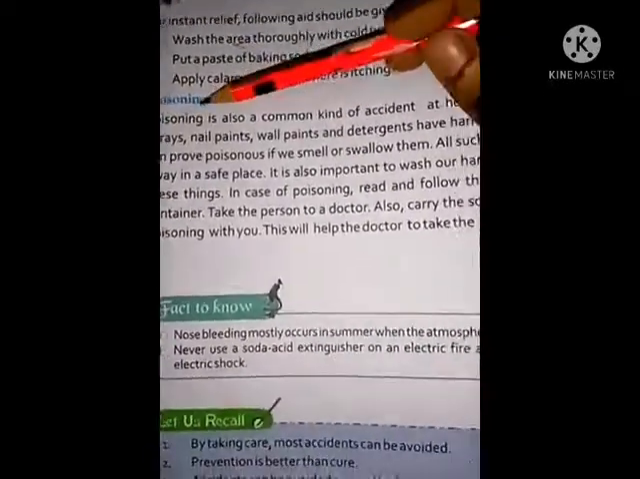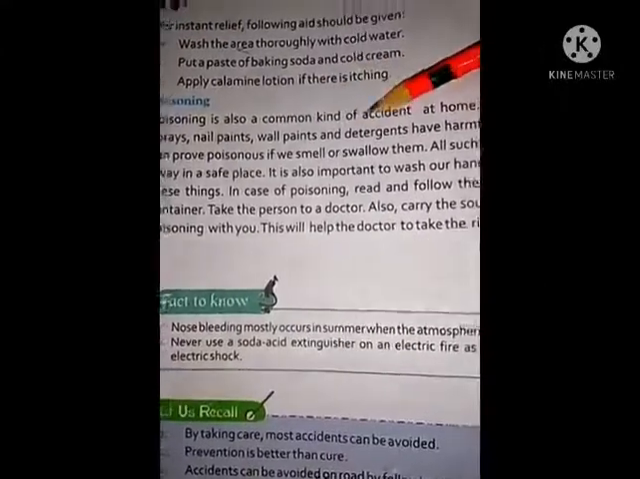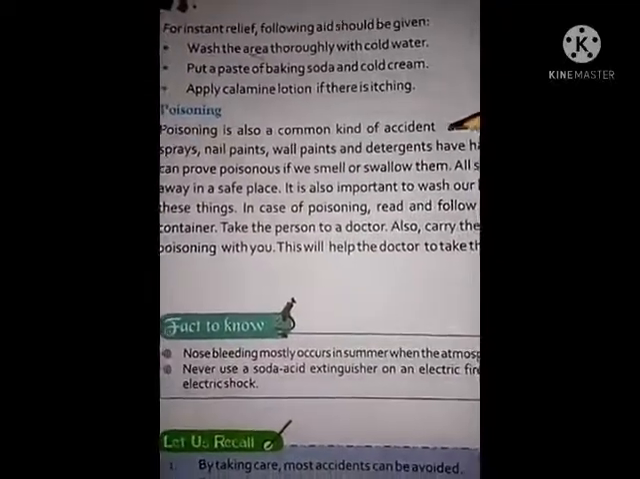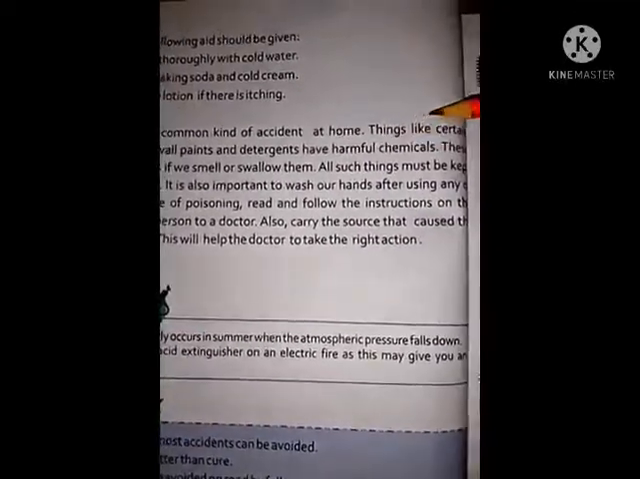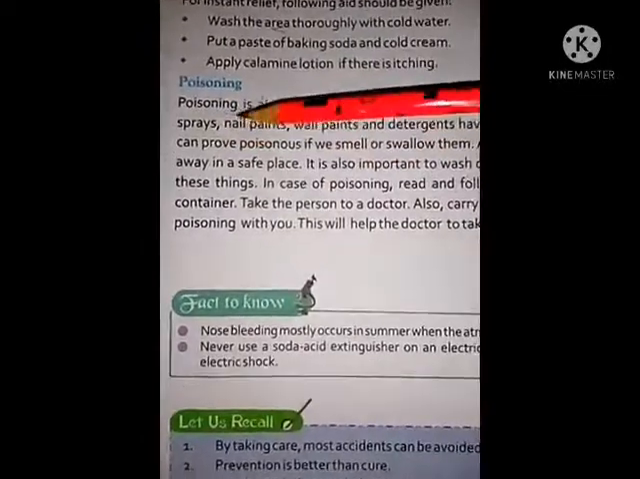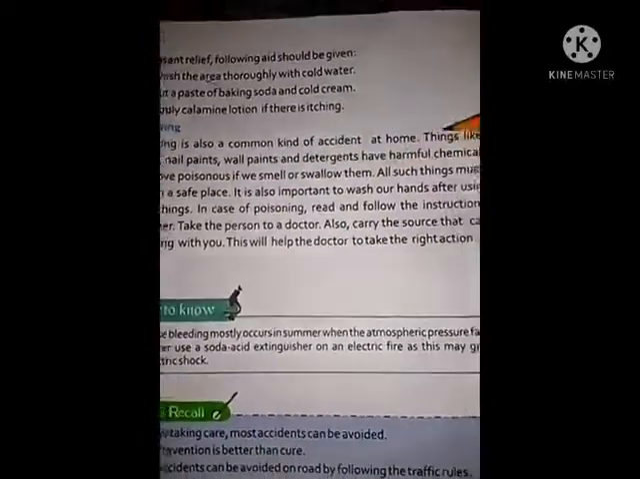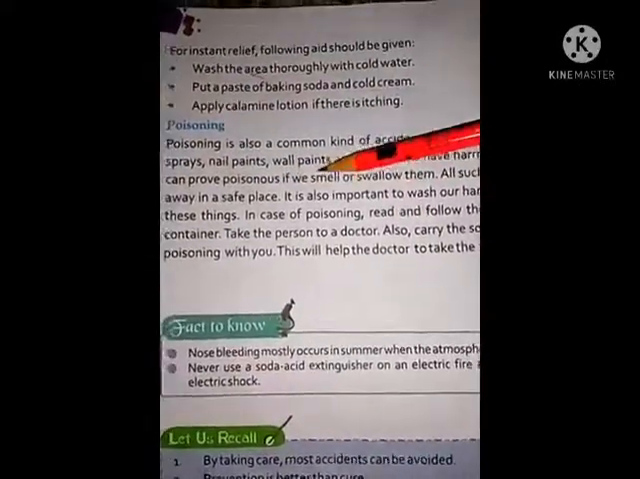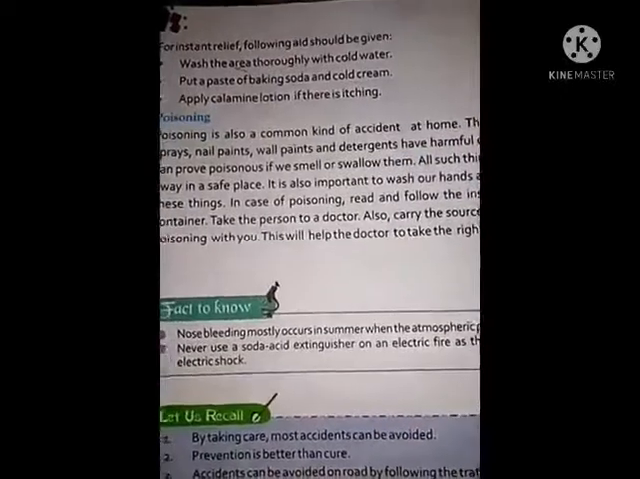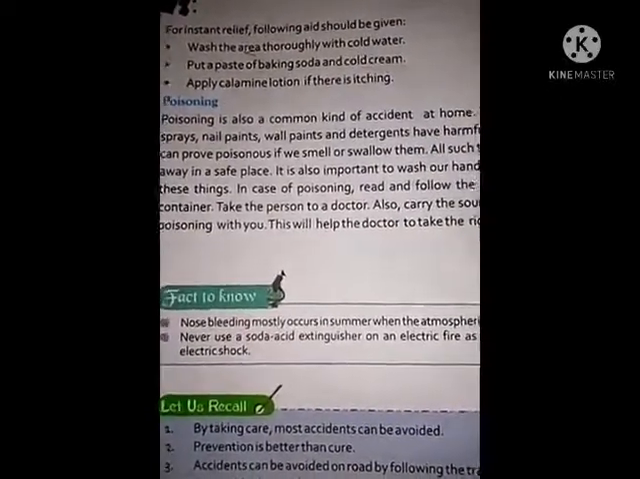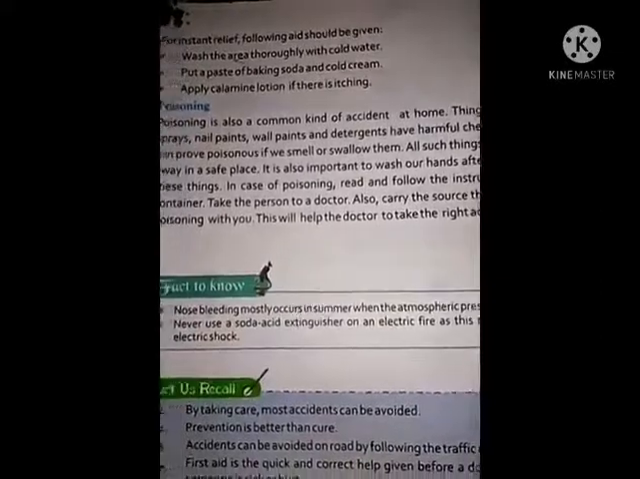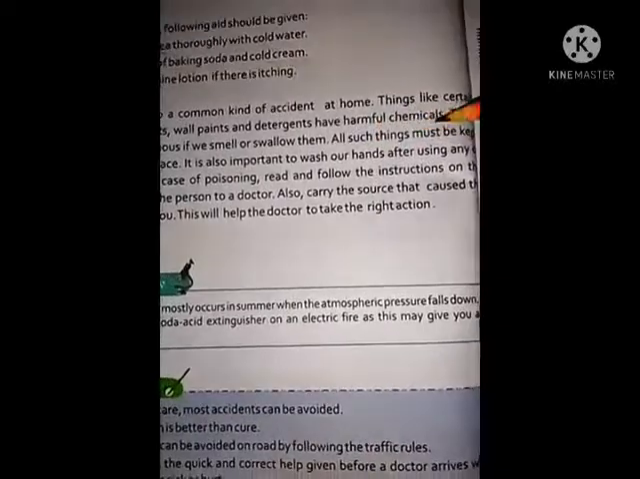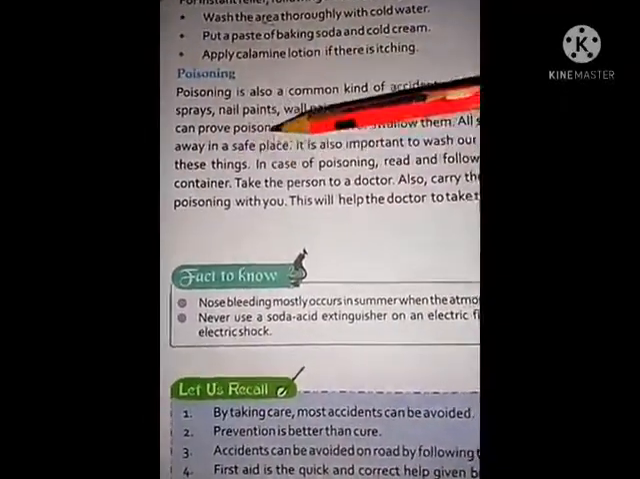Okay, poisoning is also a common kind of accident at home. Things like certain sprays, nail paints, wall paints and detergents have harmful chemicals. This can prove poisonous if we smell or swallow them. All such things must be kept away in a safe place.